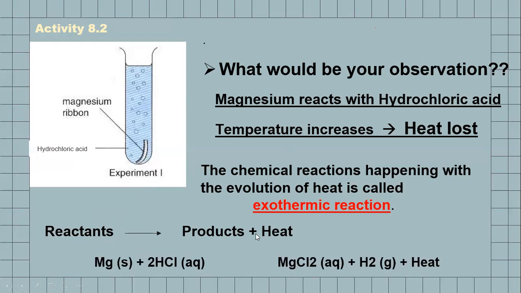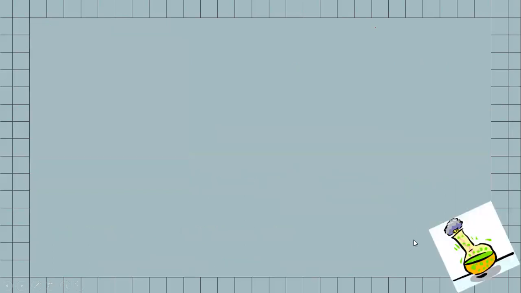So here you can see the chemical equation of this reaction. Magnesium solid reacts with hydrochloric acid aqueous, and the products are magnesium chloride aqueous and hydrogen gas. Also, since it releases heat, we add heat here. Right.